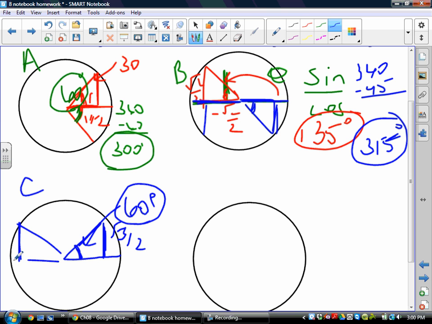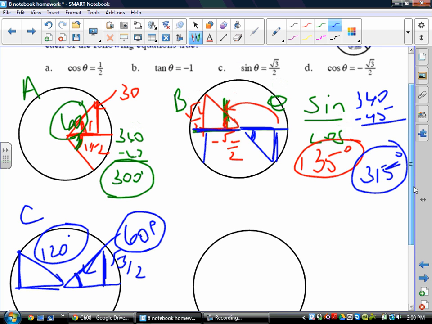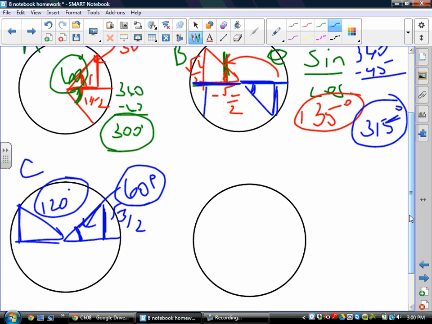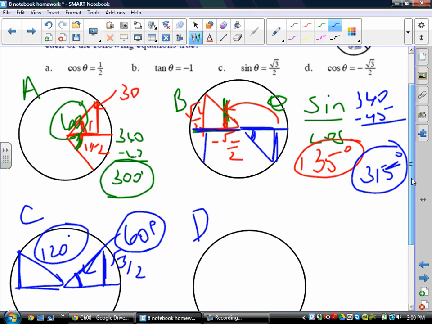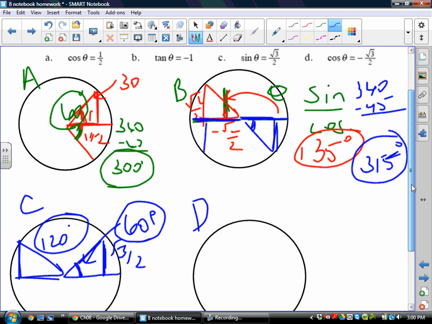Also over here, the reference angle is 60, so I'm going to take 180 minus 60 to tell me this angle is 120. Okay, so those are our two angles that would give me a sine of radical 3 over 2. It's important to know these certain triangles so we can answer these questions quickly without referring to your unit circle. So I'd strive to do this problem without the unit circle.